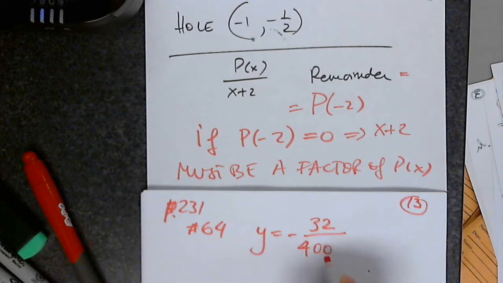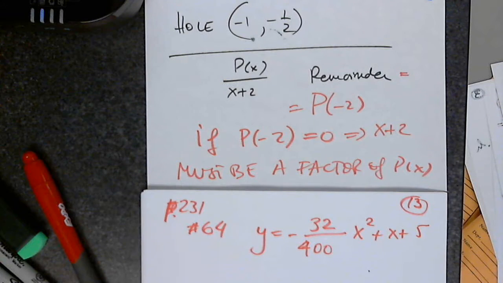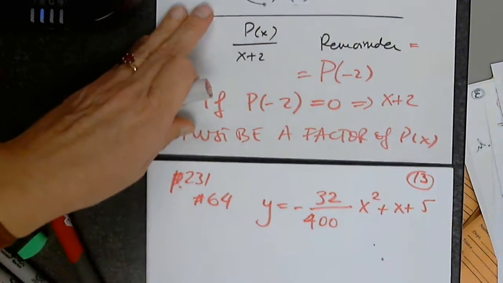So I'm going to write 400 in the denominator, x squared plus x plus 5, where x is the distance in feet that the ball has traveled horizontally. Find the maximum height attained by the ball. How do I find the maximum height attained by the ball? Plug it in. Careful. What type of function is it? Quadratic. Right? How do I find the maximum of a quadratic function? The vertex. Very good.